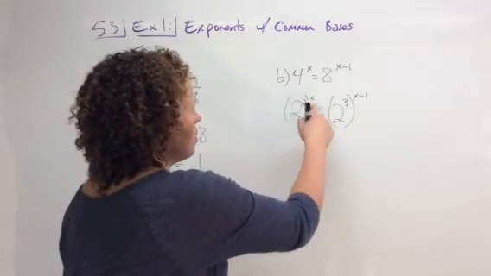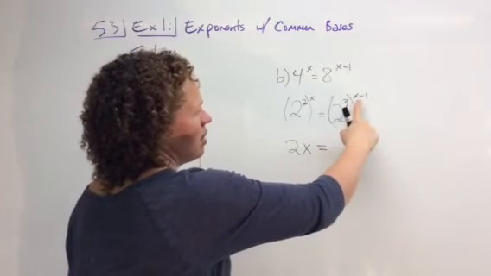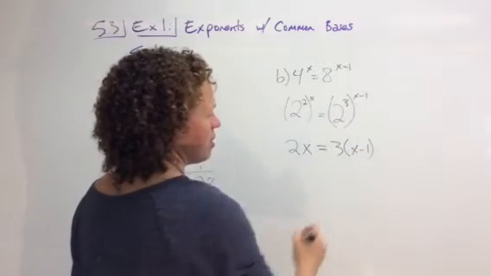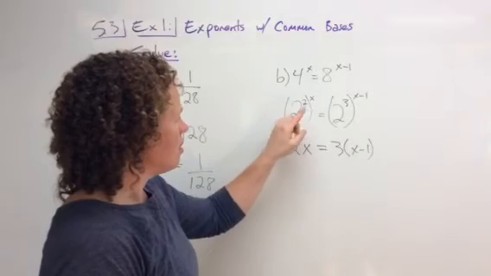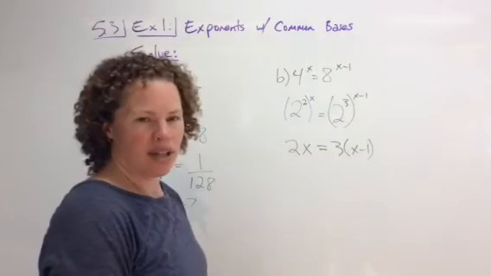So I can go 2 times x equals, and this is 3 times x minus 1. So I would write that 3 times x minus 1 like that. Now I'm ignoring the bases now because I know that the exponents are the things that have to be equal, and I can just simplify the equation.